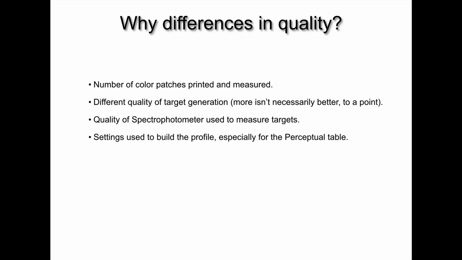The settings used to build a profile, especially for the perceptual table, as we'll see in a minute, play a role as well. This is why not all profiles are created equally. And one of the biggest differences is the color engine used to build the profile. In some examples I'm going to show you in a minute, I've actually used the same number of color patches, the same spectrophotometer, and I've saved off a measured color file that I can feed to two different profile packages. So up until the point that I feed these spectral data measurements into these two products, everything is identical. And yet we'll see slight differences between two products simply because the color engines used to come up with the math to build the profiles are going to be different.